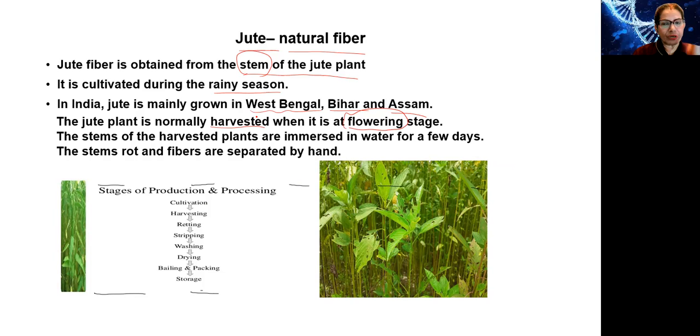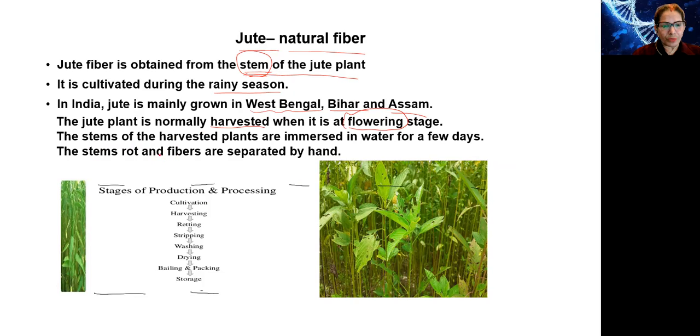So we wait till the flowering stage. But we are not interested in the flowers. We are interested in the stem, because from the stem we get the jute fibers. So, the stems of the harvested plant. Now these stems, or the bark, are very thick for the jute plant. Inside this bark there are jute fibers.